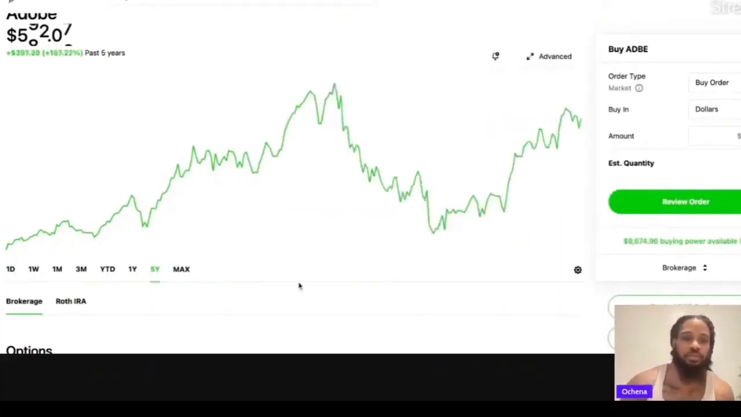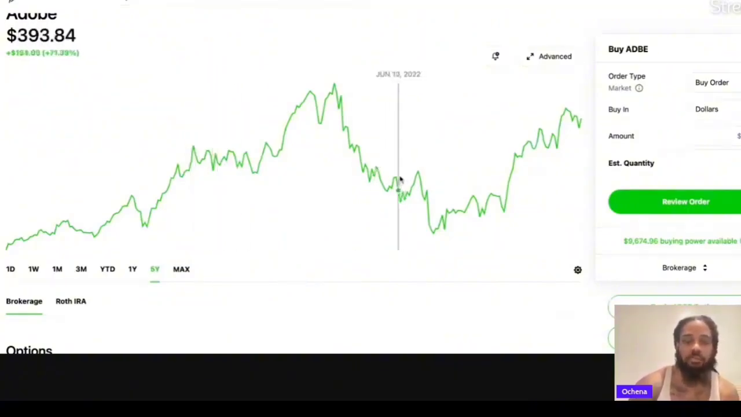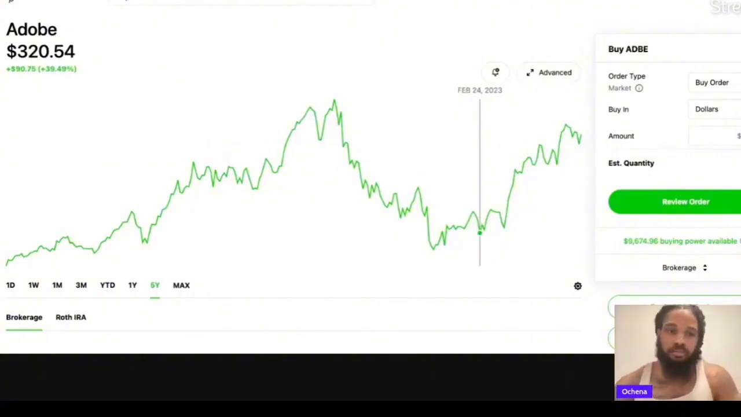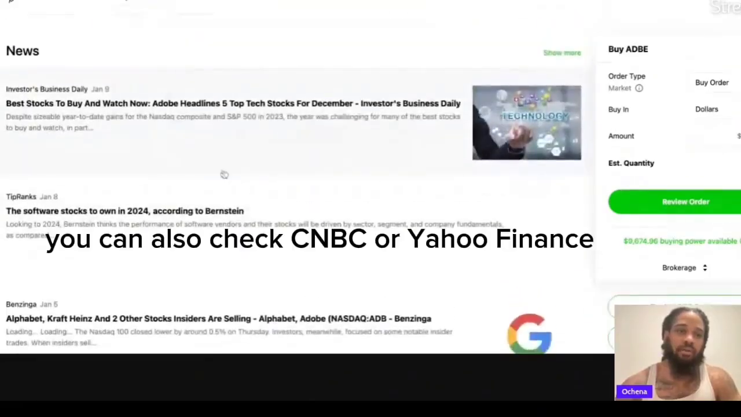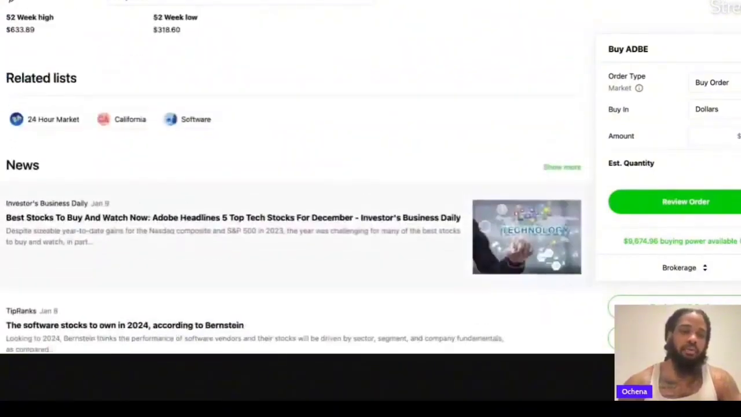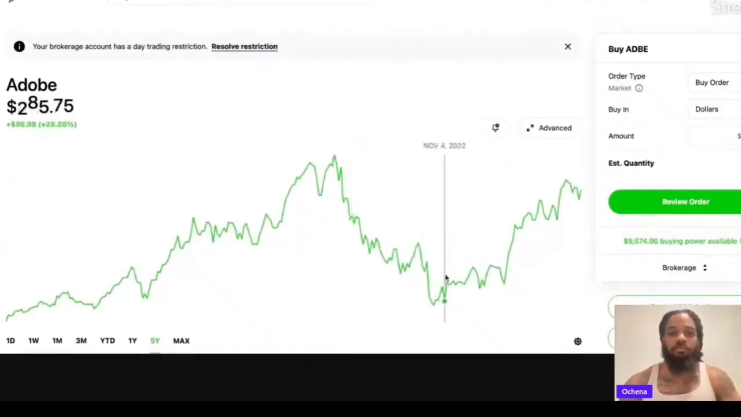What I did to determine where I wanted to get in, I went to this 5-year chart right here. At the time when I was buying the Adobe option, I pretty much came to February. Adobe was about 320.54. What I realized was there was something in the news. If you scroll down, you can see different news stuff that pops up right here underneath the stock. It was something controversial happening with Adobe, but it wasn't based on their earnings and how profitable they are.